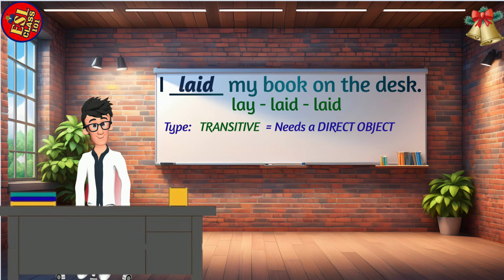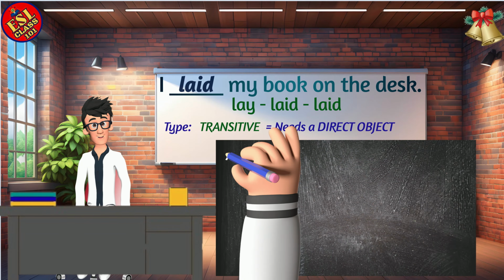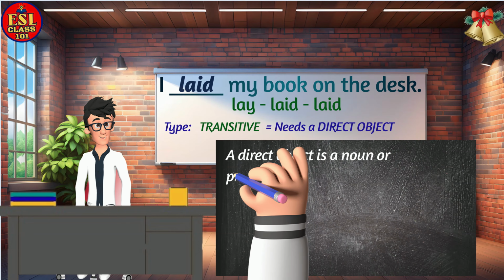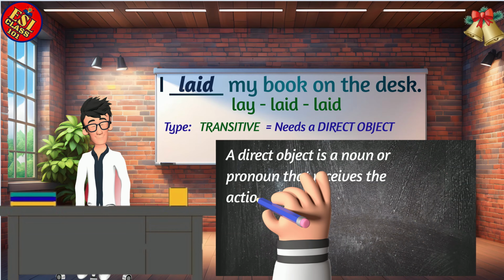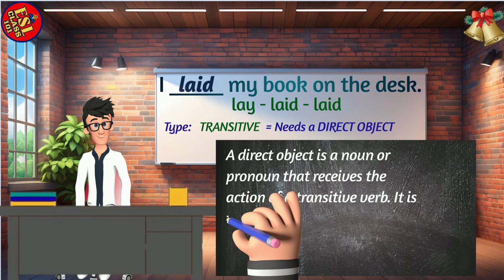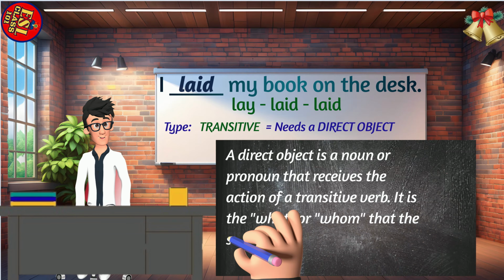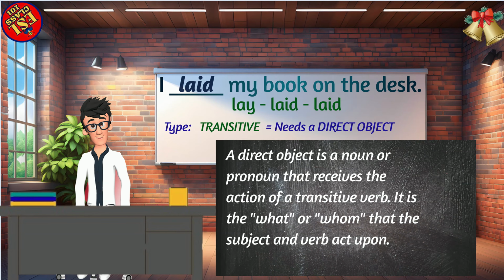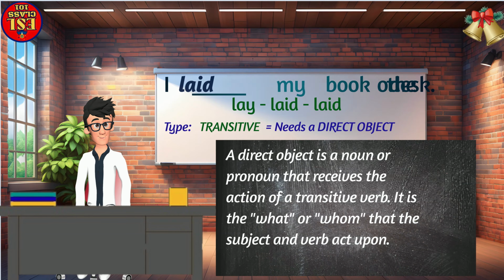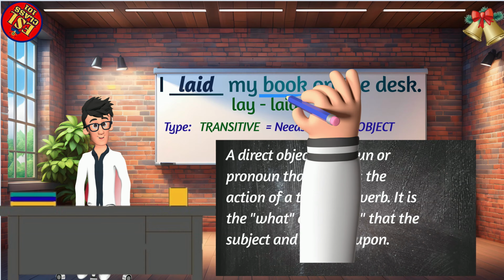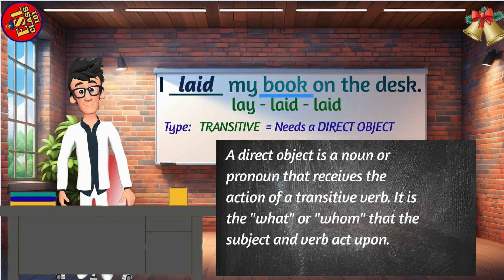What is a direct object? Well, a direct object is a noun or pronoun that receives the action of a transitive verb. It is the what, or whom, that the subject and verb act upon. In the sentence, I laid my book on the desk, book, or my book, is the direct object. Is it clear?